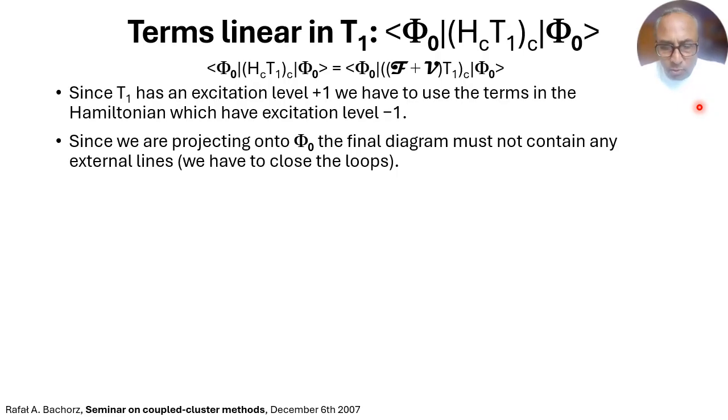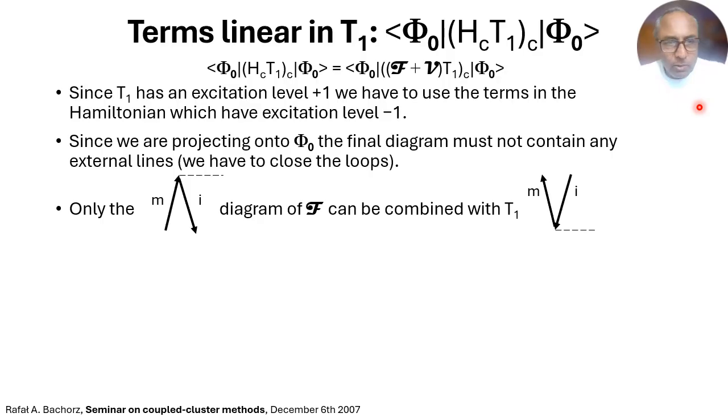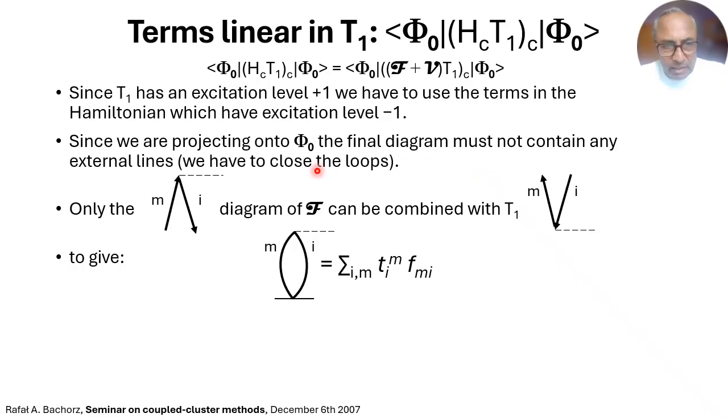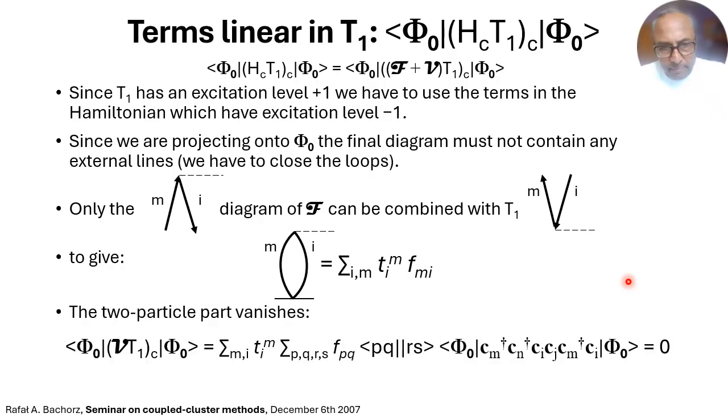That is, we have to close all the loops. Thus, the only diagram in the Fock operator F which can be combined with T1 is this, without leaving external lines, and that gives us this diagram, which is sigma im Fim Tim.